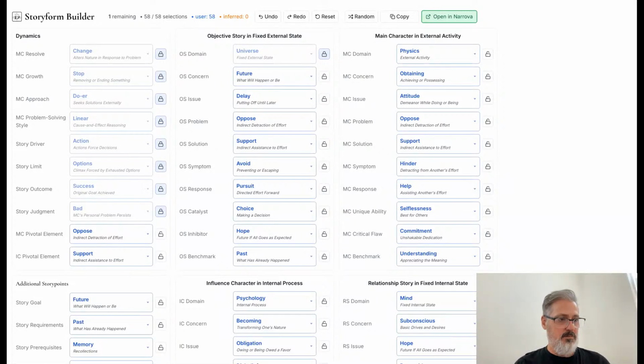Narrova for story forming, subtext for story encoding. Personally, I would do it all in Narrova because you're using GPT-5, you're using all the latest tooling, everything's been tuned up and it's 5,000 times better. I would definitely just use Narrova for it.